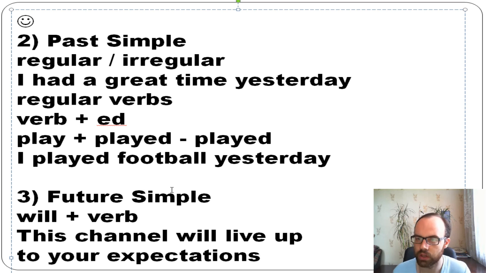What is live up? Yeah, you know, live. For example, I live in Moscow, I live in Brazil, I live in America, and so on. But live up is a phrasal verb, and have a look at our playlist on phrasal verbs. So we'll live up to expectations.